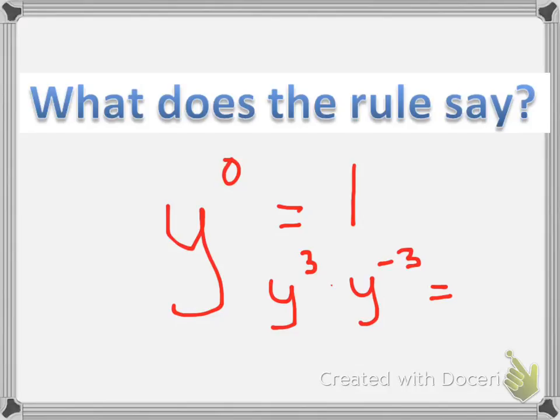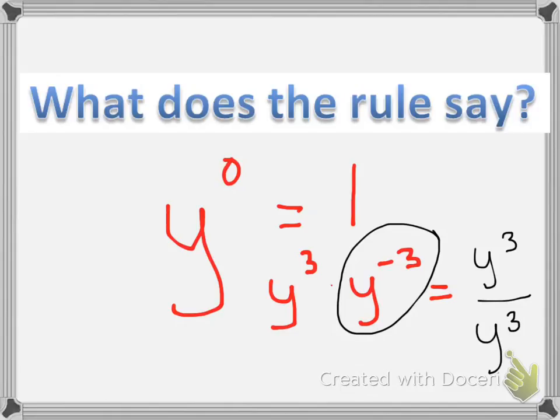But really, we learned from the previous lesson, when we rewrite this negative exponent, it's just y to the third over y to the positive third, because we flipped this. But what's y to the third divided by y to the third? It's really just 1. So it will always equal 1 no matter what.